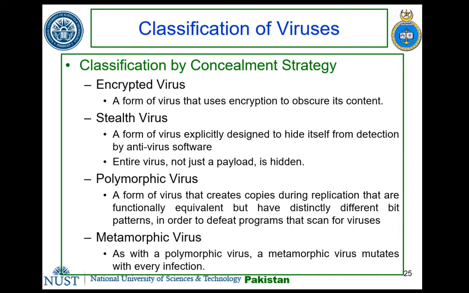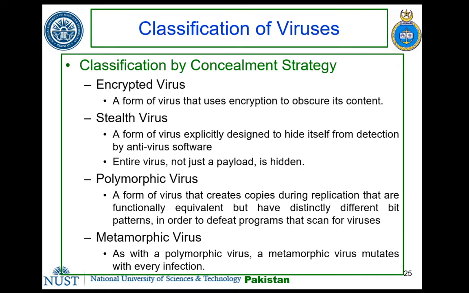When the virus replicates, a different random key is selected because the bulk of the virus is encrypted with a different key for each instance. There is no constant bit pattern to observe. The next category is the stealth virus, a form of virus explicitly designed to hide itself from detection by antivirus software. Thus, the entire virus, not just a payload, is hidden. It may use code mutation, compression, or rootkit techniques to achieve this.